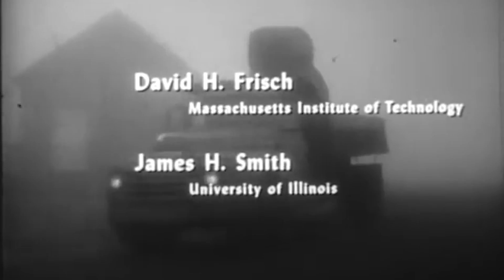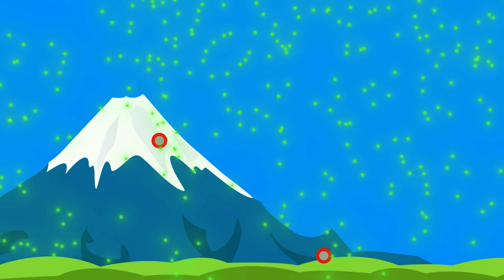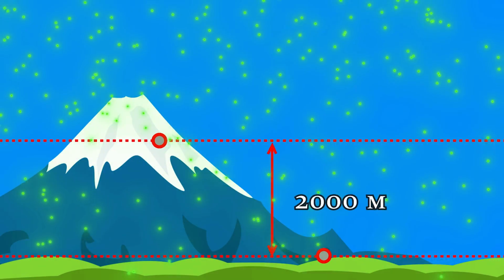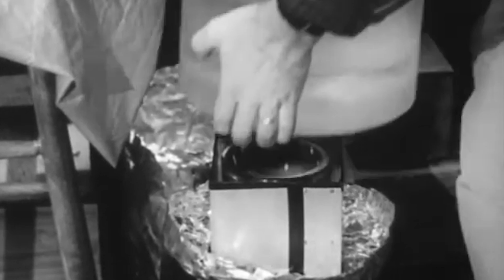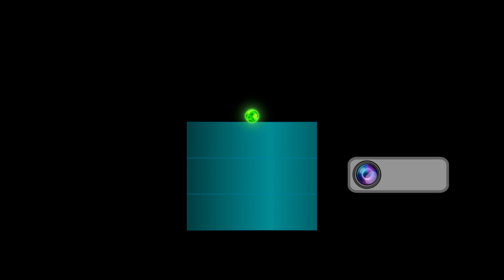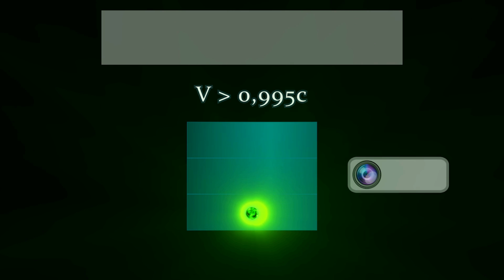In the Frisch and Smith experiment, the muon fluxes detected on Washington Mountain and in the laboratory of the Massachusetts Institute of Technology were measured and compared. The muon flux was passed through a detector, which was a target made of special plastic. Passing through it, the muon generated a flash, which was detected by a sensitive photodetector. The detector was placed behind a thick steel screen of a known thickness, chosen so that only muons with a speed of over 99.5% could pass through the screen.